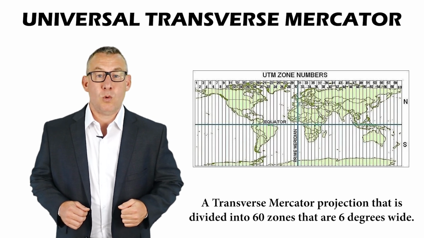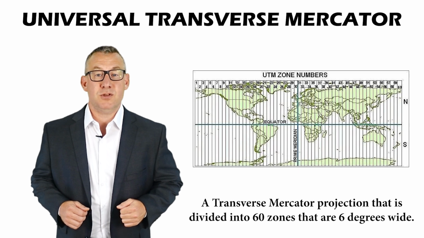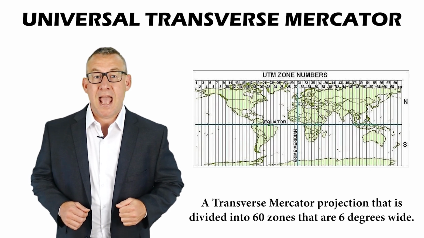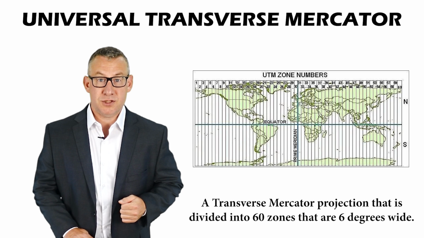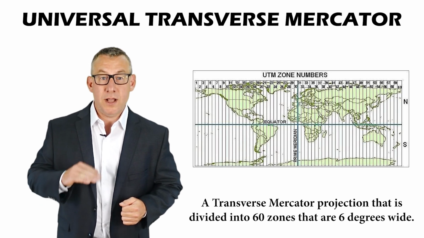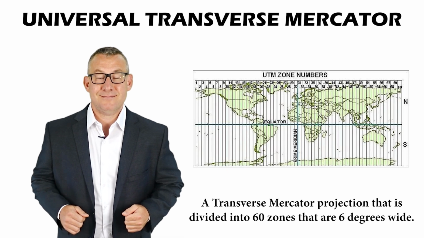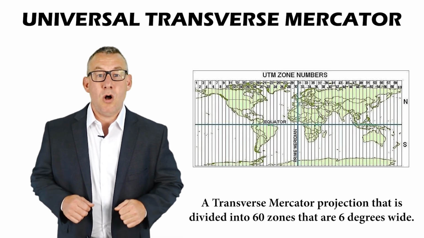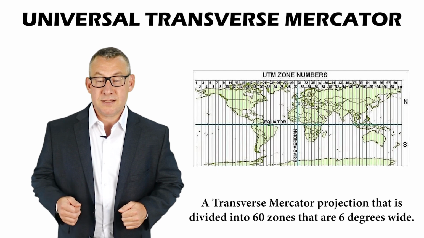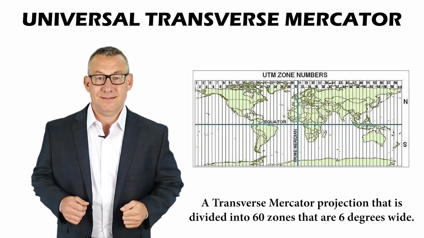To avoid negative coordinate values, each zone's central meridian is set to 500,000 meters, and all of the southern hemisphere zones' northing at the equator is set to 10 million meters. This way, all coordinate measurements in the UTM system are always positive.